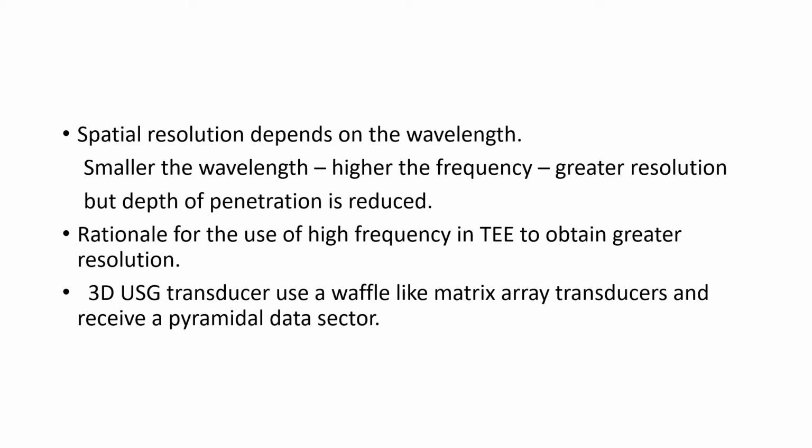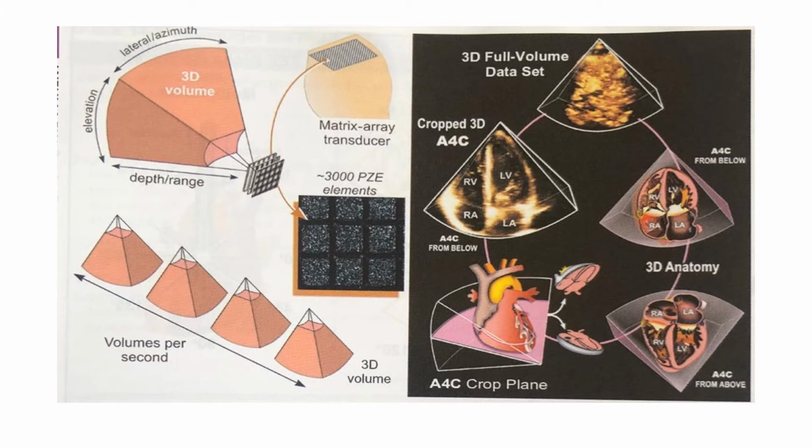Hence, the transducer is introduced into the esophagus using an endoscope to obtain a greater resolution. Nowadays, 3D USG transducers are also available, which use a waffle-like matrix array of transducers and receive a pyramidal sector of data. It is depicted here. This is the transducer with a waffle-like array, which receives a pyramidal sector of data, and it is then converted and imaged into a three-dimensional structure.